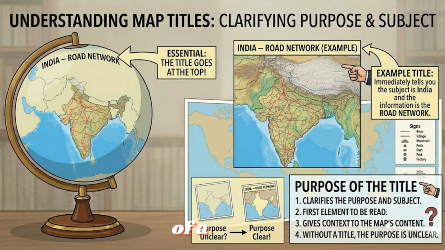Title. The title of a map is written at the top and tells the reader what information the map provides. For example, a map titled India Road Network tells us about India's road network. The title is the first thing one should read on a map, as it immediately clarifies the map's purpose and subject. Without a title, a map's purpose would be unclear to the reader. It is a simple but essential element that gives context and helps the reader understand what type of information they can expect from studying that particular map.